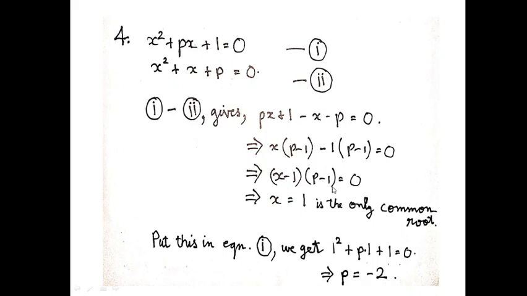If p minus 1 was 0, then you will get infinitely many roots, but we want only one single root, so x minus 1 will only be 0, so x equal to 1. From that, putting x equal to 1 in any equation, you get p equal to minus 2. So only one value of p will be there. So for 4, the answer is B. Only one real value of p will give you exactly one root.